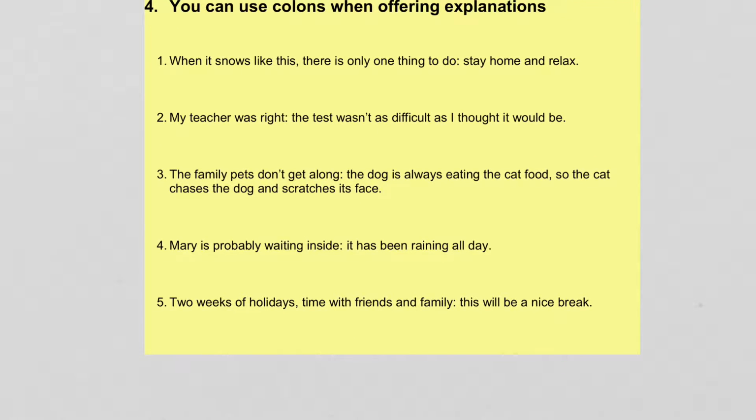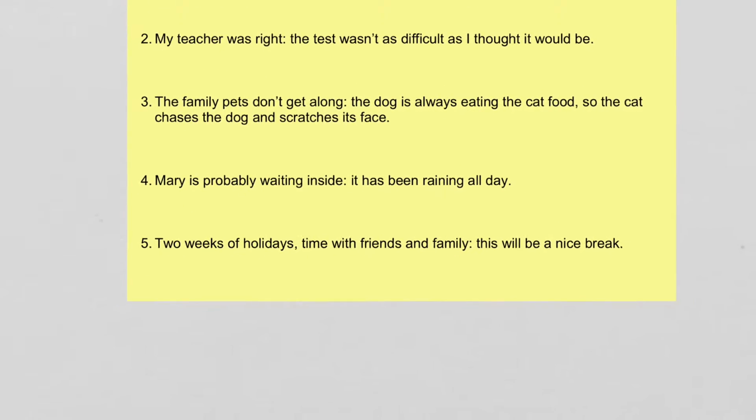So you can see that a colon sort of allows you to say what you're trying to say and use less words to say it. It's another way of explaining it.